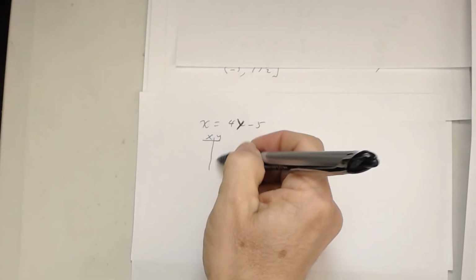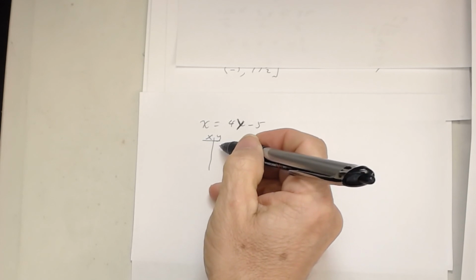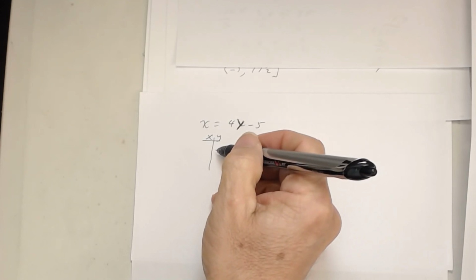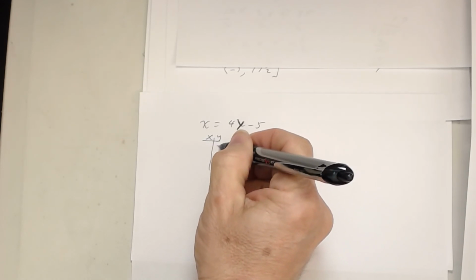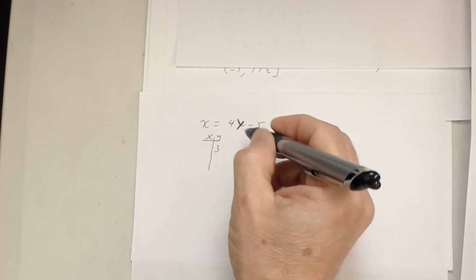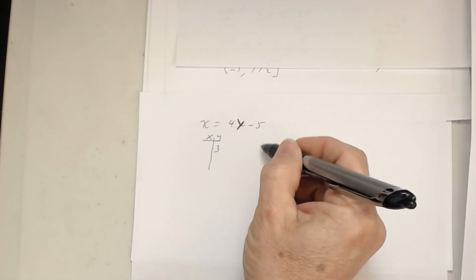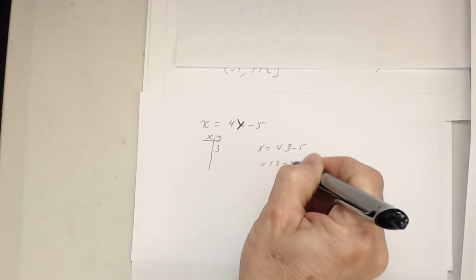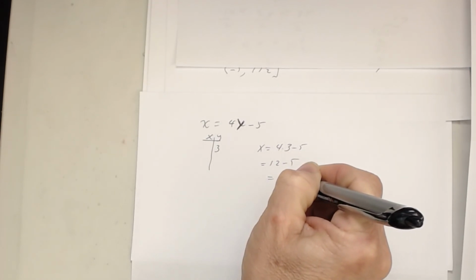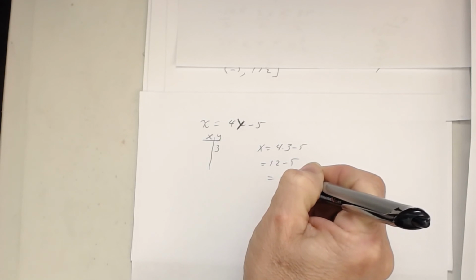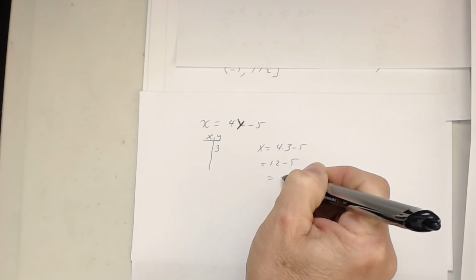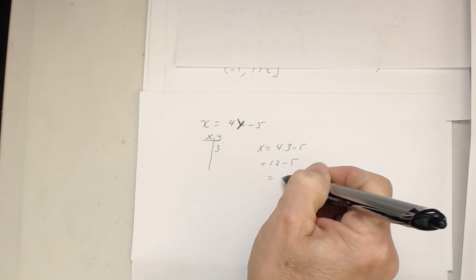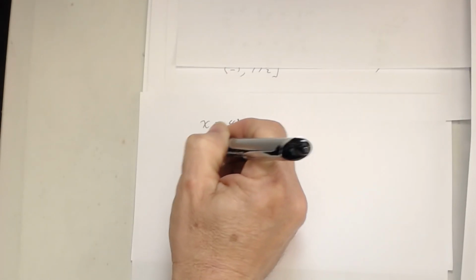So when I do the t-table, I'm going to put in numbers for y. Give me an integer for y. 3? All right, if y is 3, I get x equals 4 times 3 minus 5. 12 minus 5 is, use your calculator if you need to, 7, right? So I'll plot the point 7, 3.